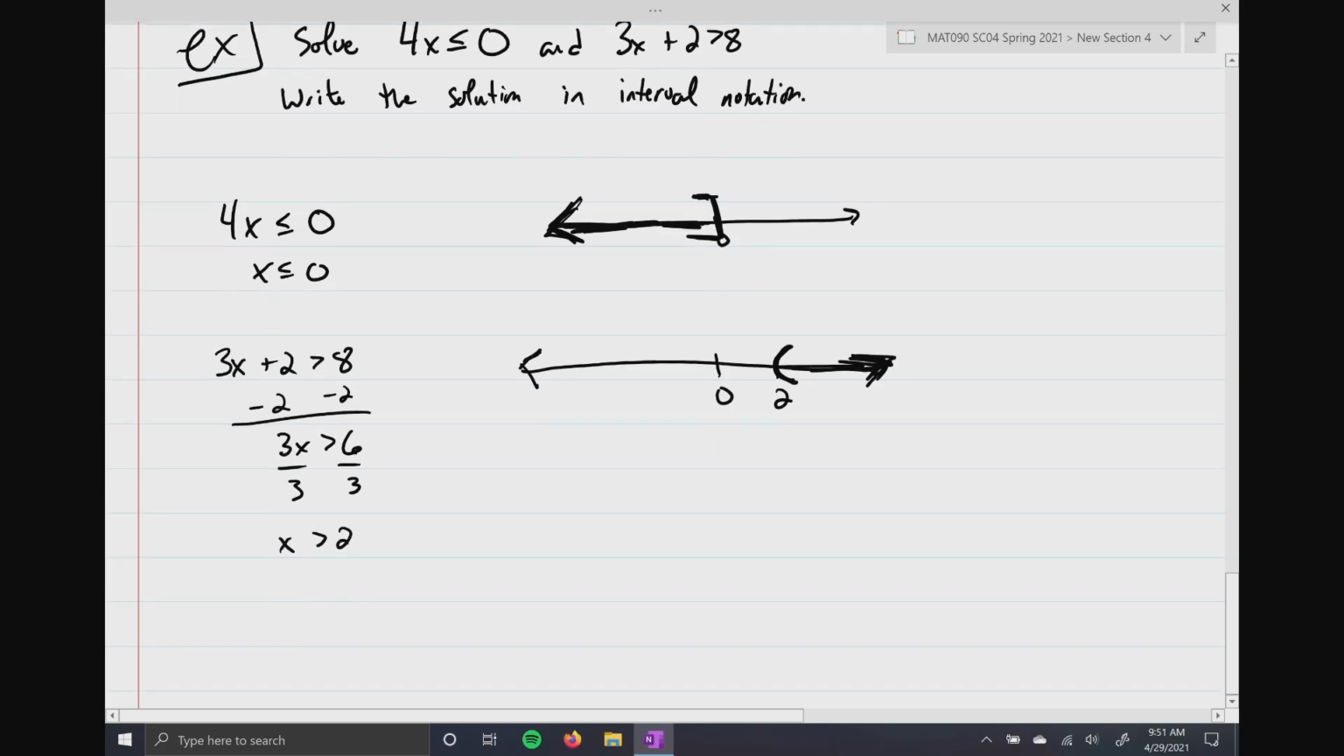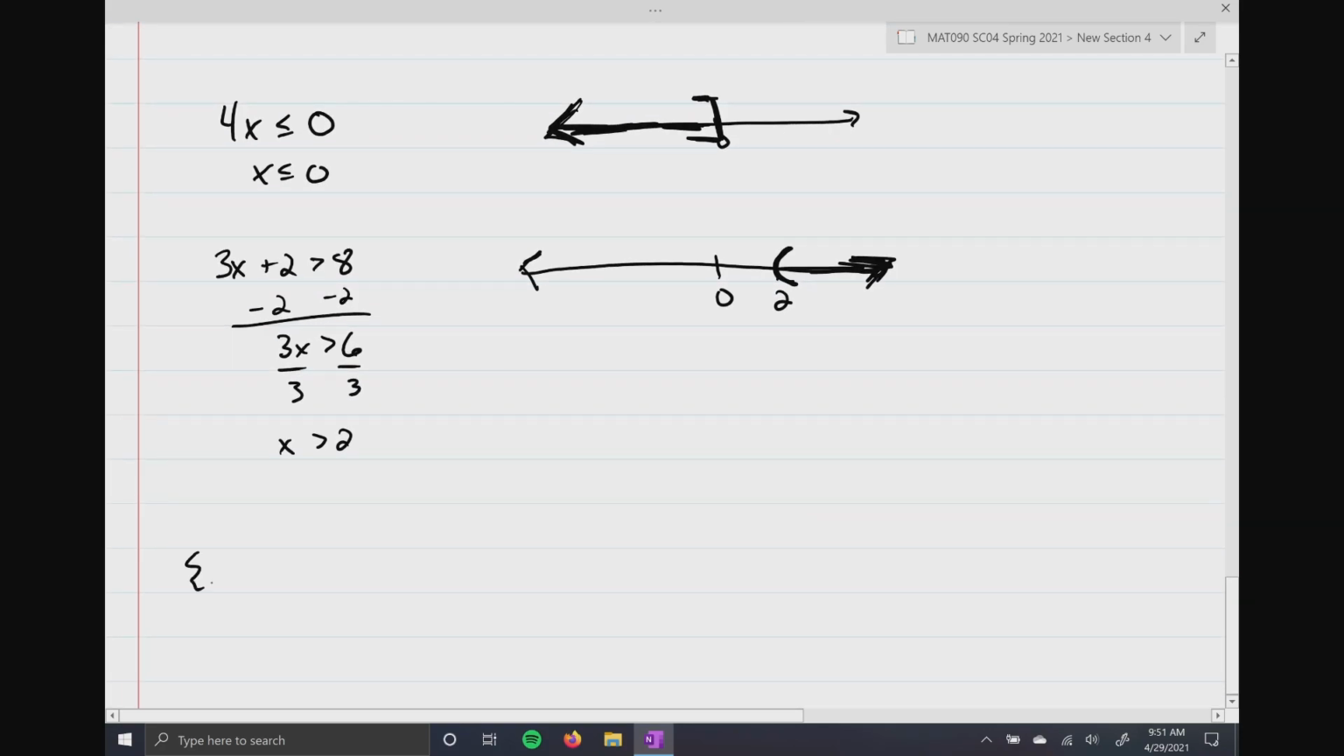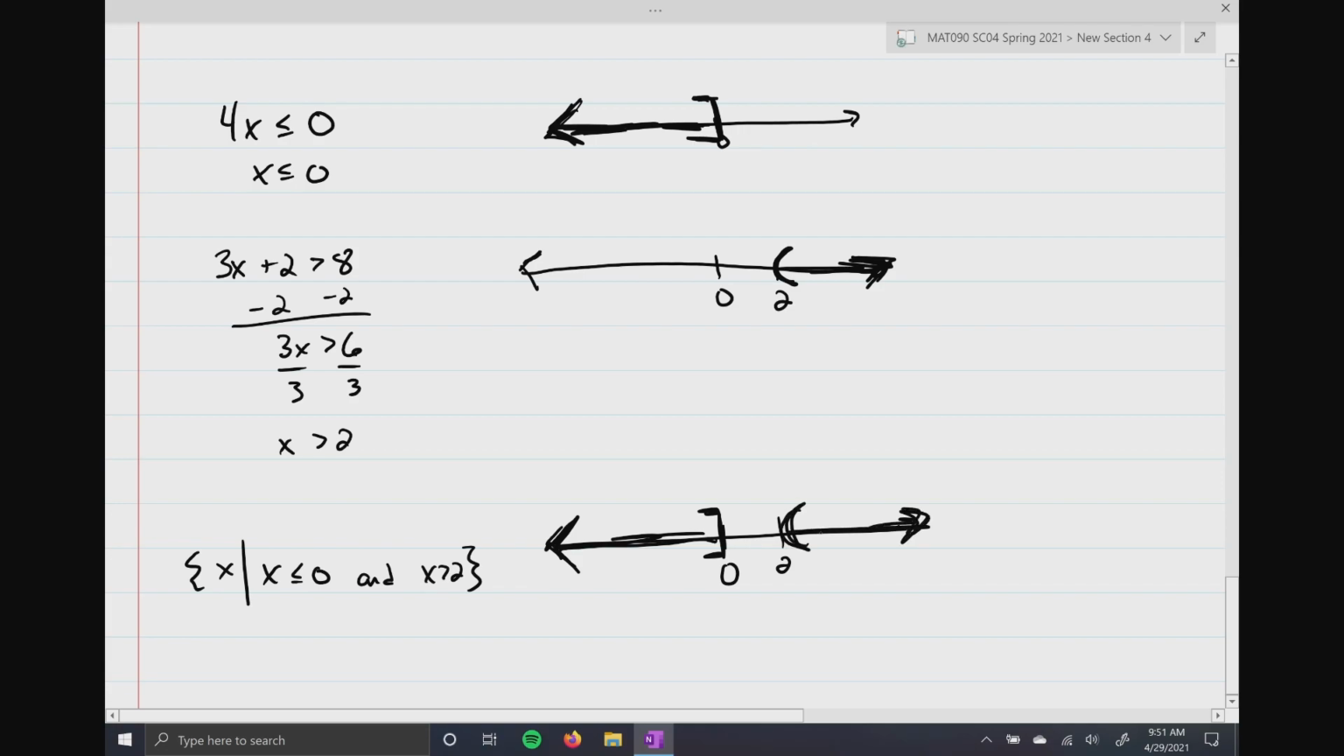All right. Now, when I write my solution set, so x is less than or equal to 0, and x is greater than 2, and I put these two number lines on top of each other. Do they overlap at all? So if they don't overlap, is there a solution? No, very good. No solution.